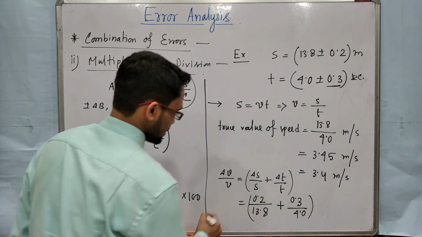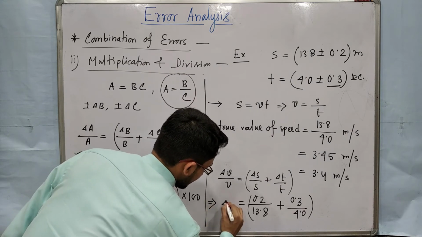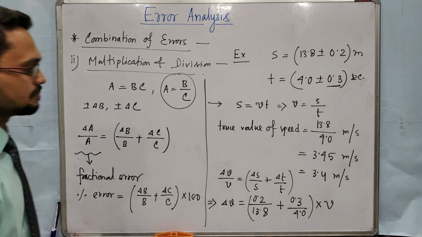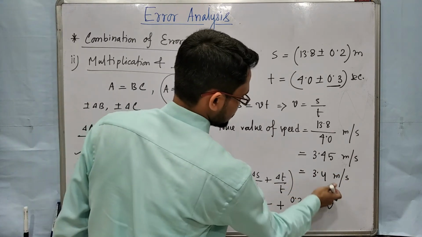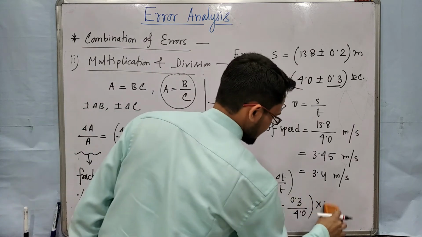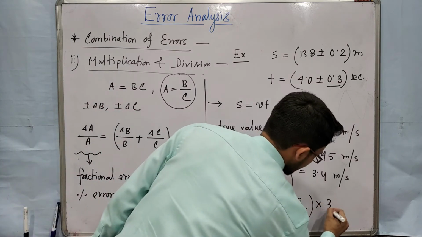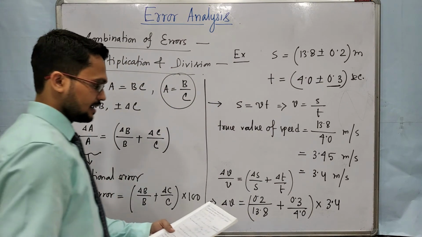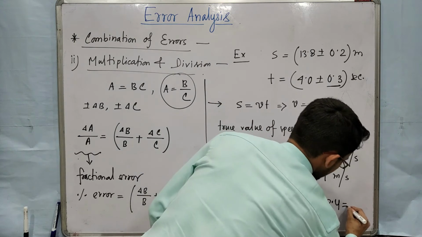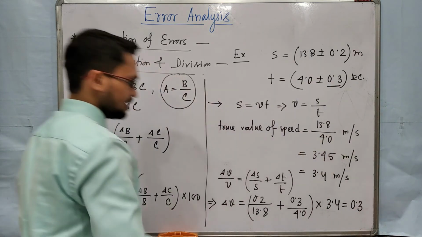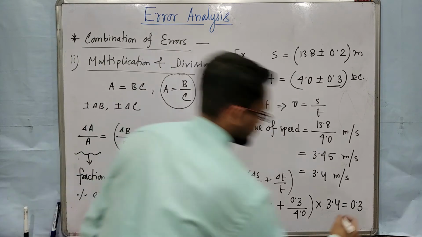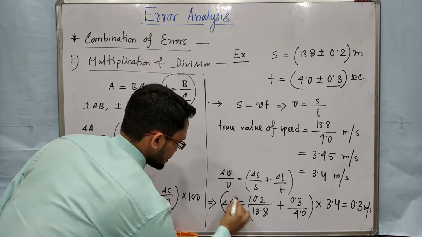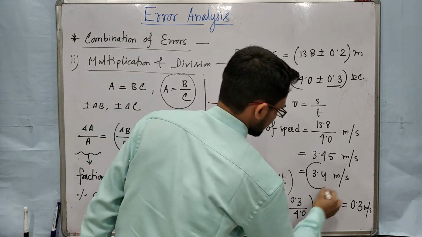So delta V will be what? This value into V. V is the true value, that means 3.4. After calculating this you will get 0.3. So delta V is 0.3. The unit will be the unit of velocity, meter per second. So this is the absolute error and this is the true value.